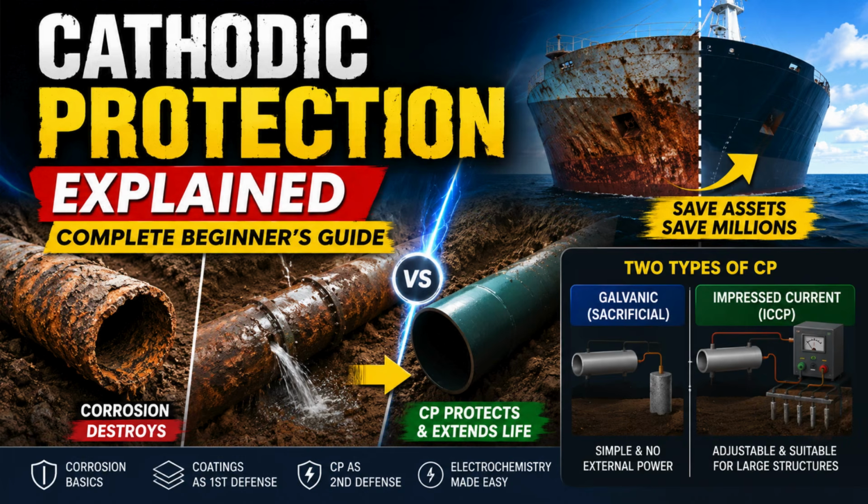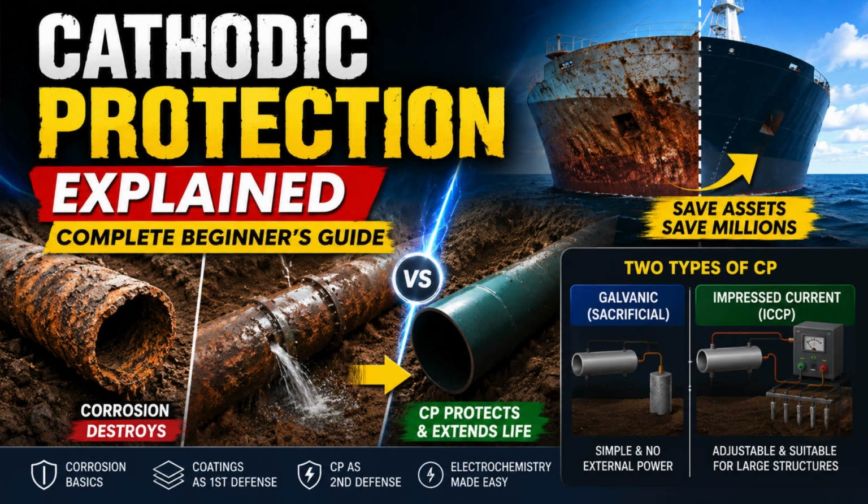Corrosion can destroy pipelines, tanks, ships, offshore structures, and buried steel equipment. But here is the interesting part. We can slow it down, and in many cases control it, by using electricity. That method is called cathodic protection.